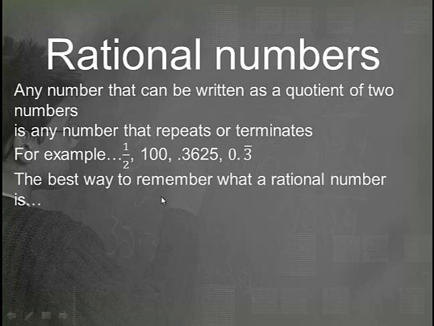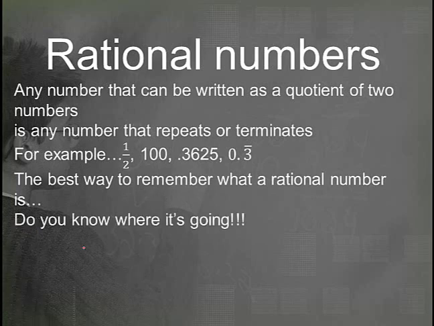The best way to remember what a rational number is, is if you know where it's going. For example, 0.3 repeating, you know what that next number is going to be because it's 0.33333. However, if you were taking the square root of 2 and you did that on a calculator, you would get 1.4142135562. That's as far as my calculator would go. Can you tell me what that next number is going to be? No. So that's not rational. Does that make sense? All right.